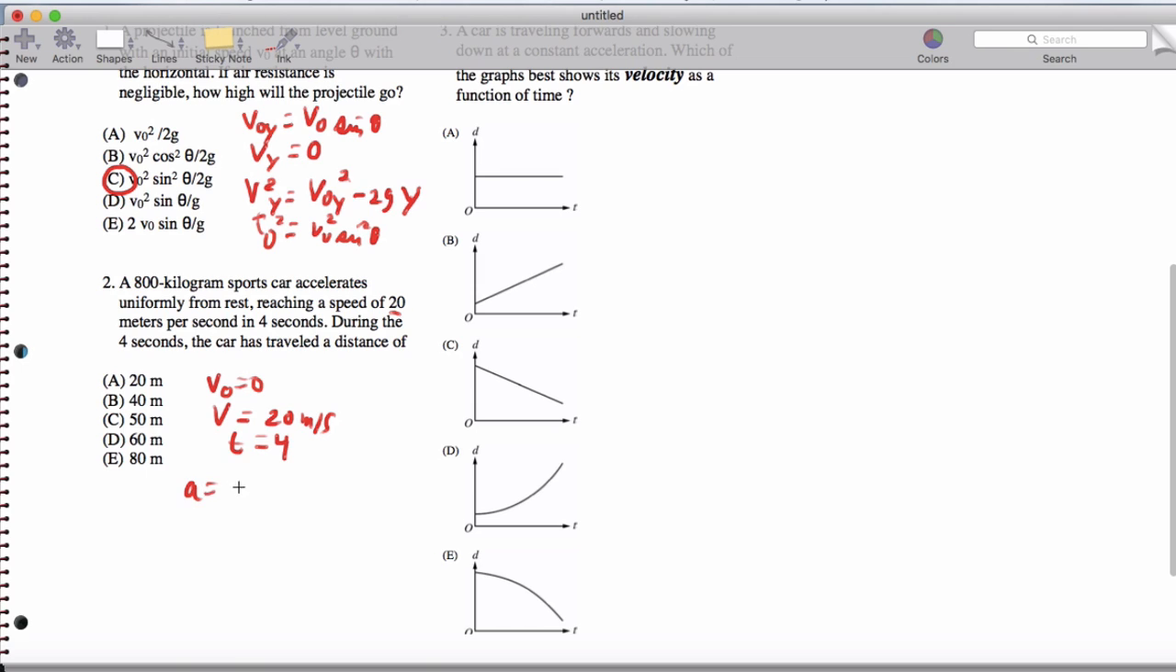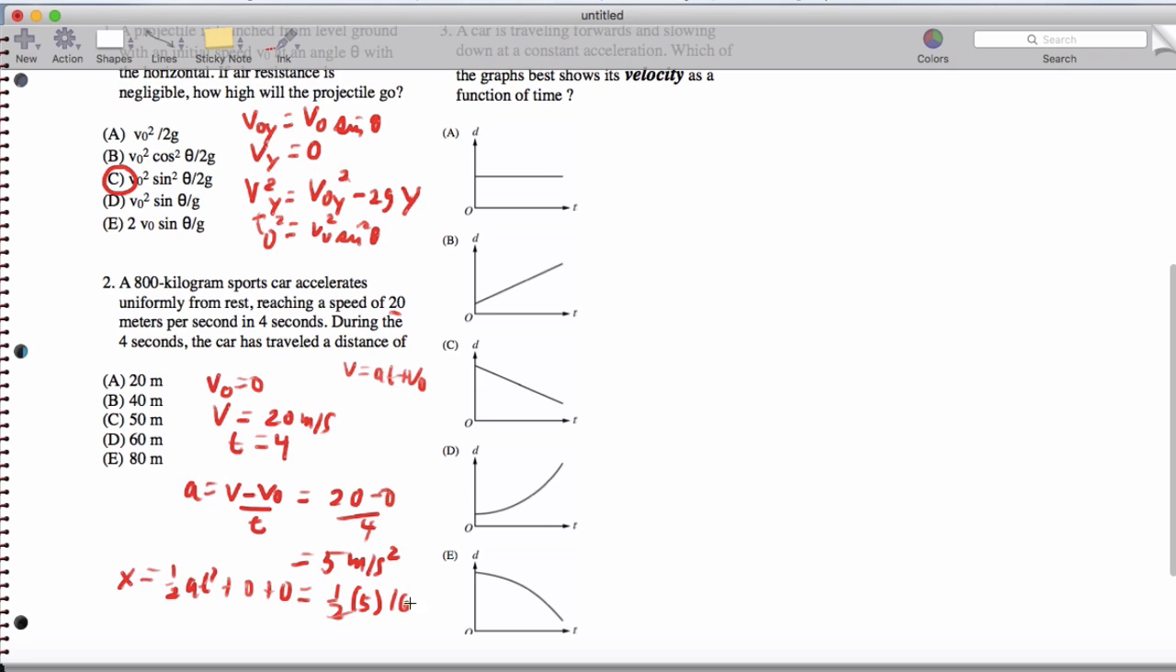Let's get the acceleration. That's going to be V minus V naught over T. I'm rearranging the equation V equals AT plus V naught, by the way, to get that. So that's 20 minus 0 over 4, which gives me 5 meters per second squared. And so we can get our position as 1/2 AT squared plus 0 plus 0. That's the V naught T, and that's the X naught. So that's 1/2 times 5, and 4 squared is 16. So I get 8 times 5, so it looks like I'm getting 40 meters as my answer right there.